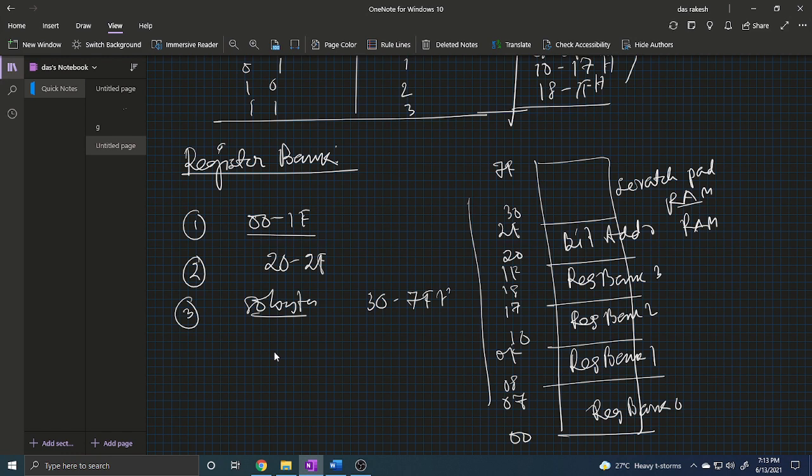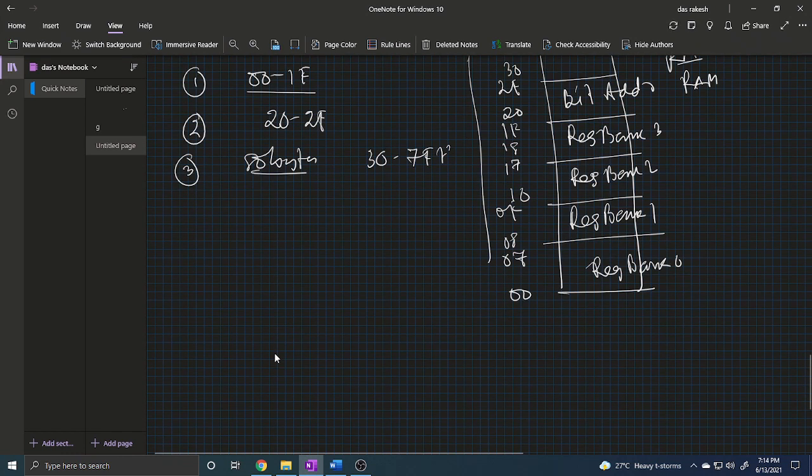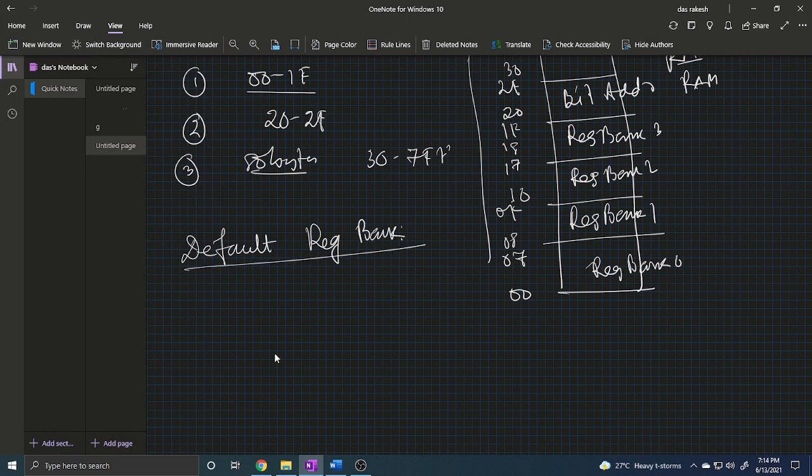It is very important to know how the RAM is partitioned in the 8051, because otherwise we can't understand the proper way of programming, how data will be shared from this location and how data will be saved in this location. Okay. There are some topics which should be in our mind. This is very important. First of all, we discuss the default register bank. Students, please note it down as I mentioned.